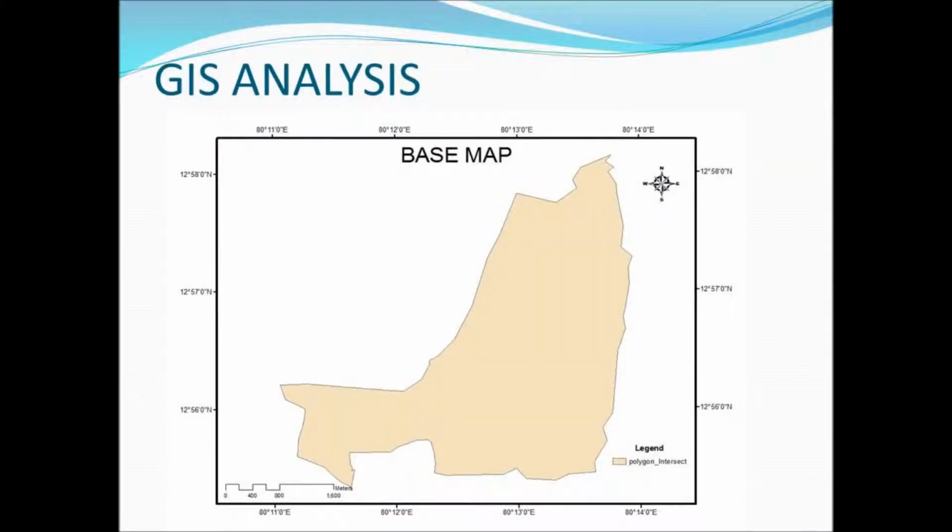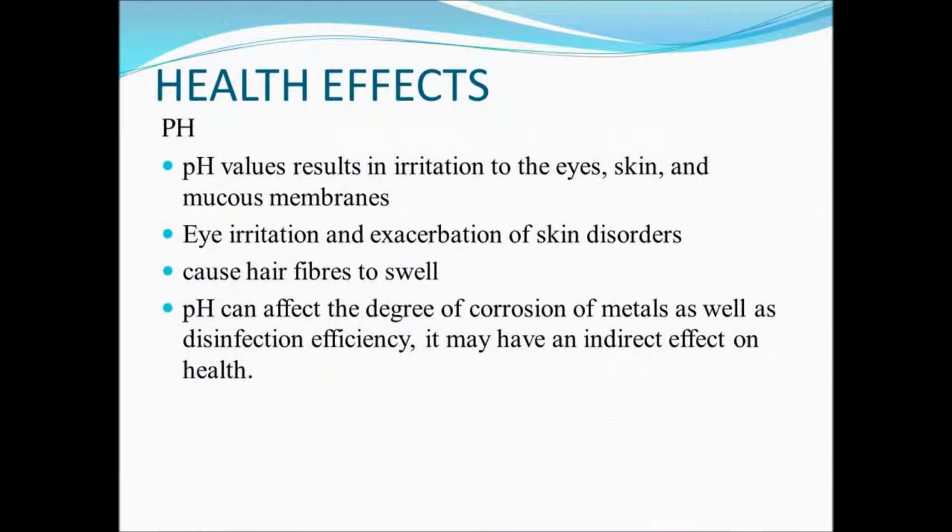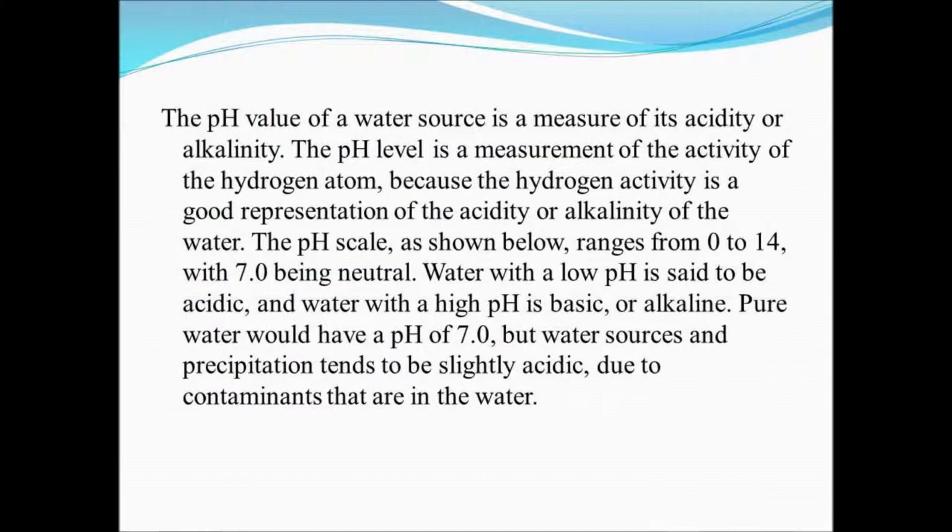We looked at it on a GIS map using ArcGIS software. This is the base map. These are the 10 samples collected, and the location of the samples in latitude and longitude. These are the health effects related to the pH range. It can lead to eye irritation and skin cancer, so it must be within the limit.